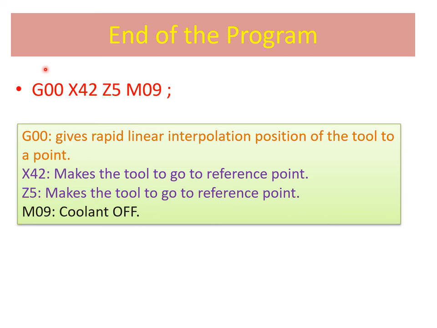a specified position rapidly. Z10, it is similar, the tool will move 10 mm away from the workpiece in the positive Z direction, means it is again moving the tool away from the workpiece. And M09 is used for turning the coolant off. In the previous slide we have used M08 in which we turned the coolant on. Now with M09 we turn the coolant off.